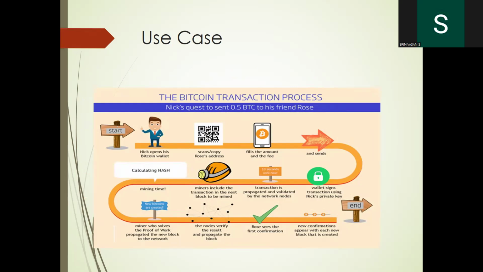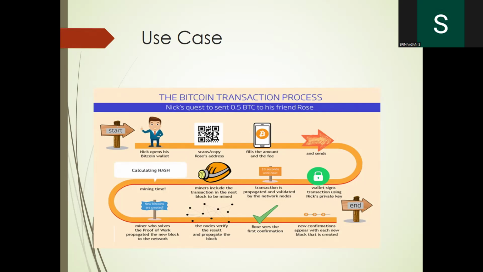We assume there are two users, Nick and Rose, in the Bitcoin network, and they want to exchange some Bitcoins. Let us see how the transaction of 0.5 BTC from Nick to Rose executes in the Bitcoin network. First of all, Nick opens his Bitcoin wallet where he holds all his Bitcoins. Then he initiates the transaction.